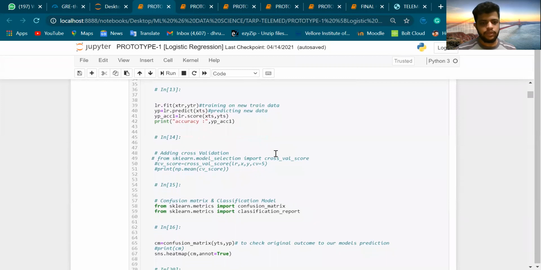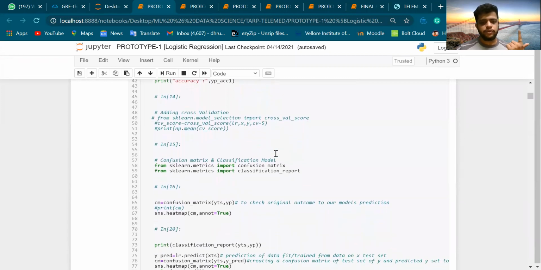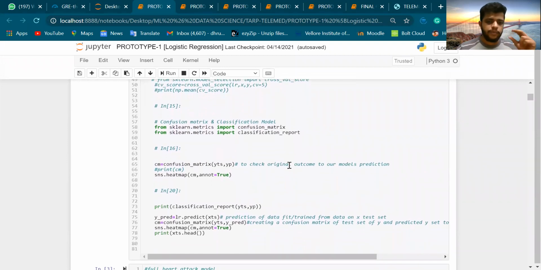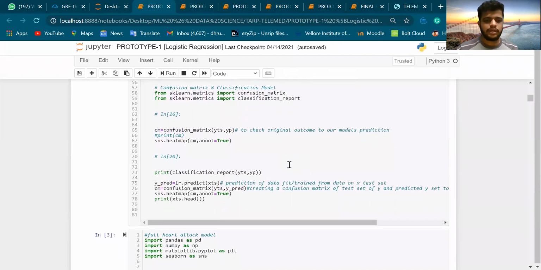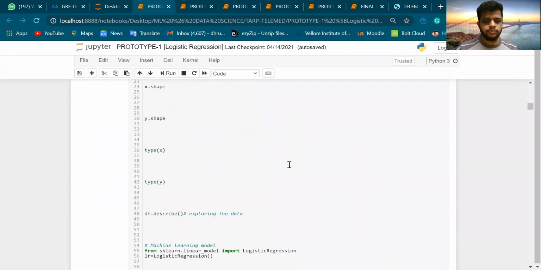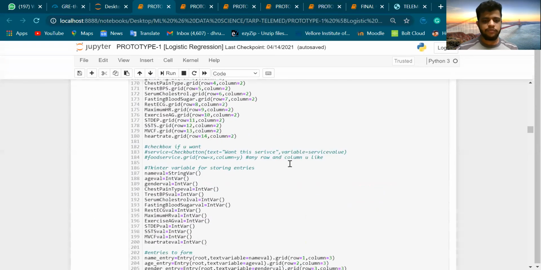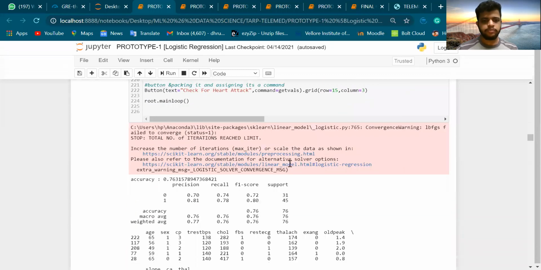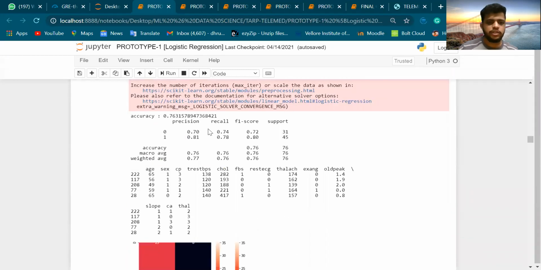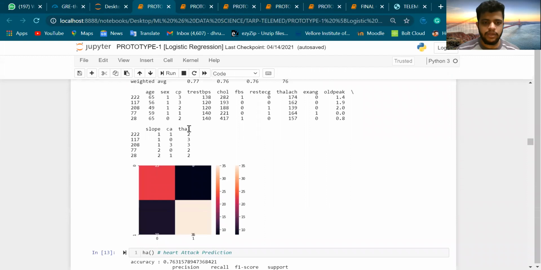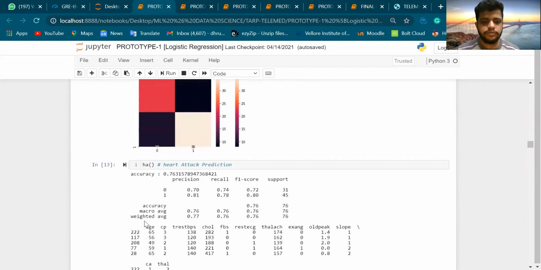We have found the accuracy. We have given the confusion matrix and the classification report of our system for the particular disease, heart attack. The outputs can be visualized here. We have gained 76% accuracy, and we have chosen these factors as our main part, and this is the confusion matrix for the model.